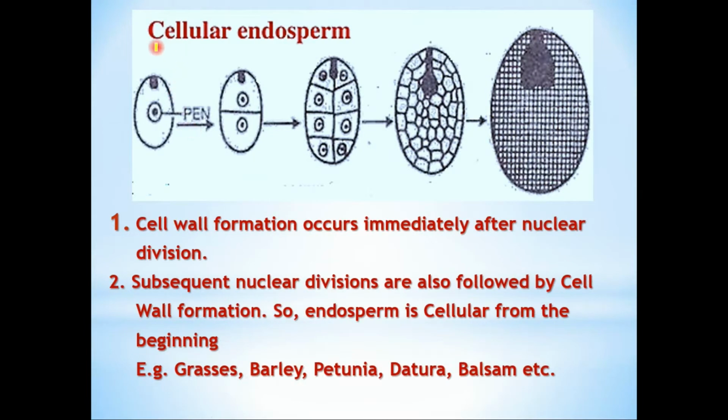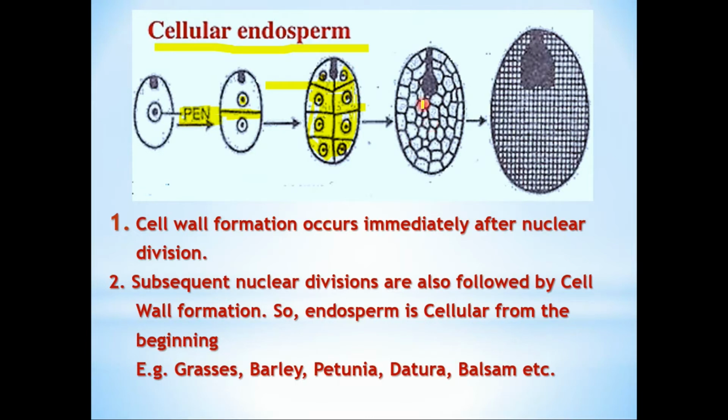In the second type, that is the cellular type of endosperm development, you will see that the primary endosperm nucleus is there in the central cell. As soon as this primary endosperm nucleus divides into two daughter nuclei, wall formation takes place. Now you can see the two daughter cells, and the further nuclear divisions will simultaneously be followed by wall formation. So here you will never find a free nuclear condition. As soon as a nuclear division has taken place, wall formation will take place immediately.